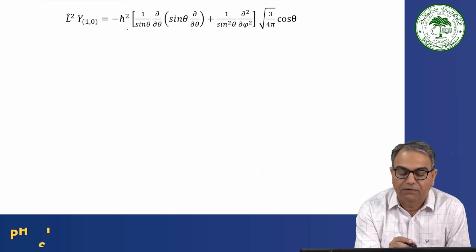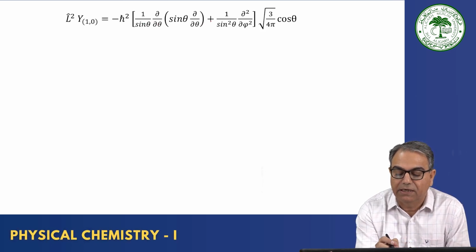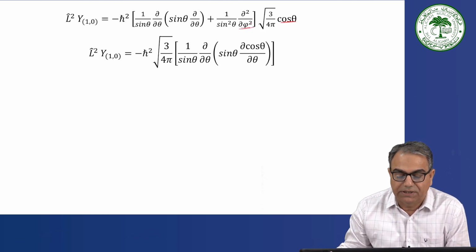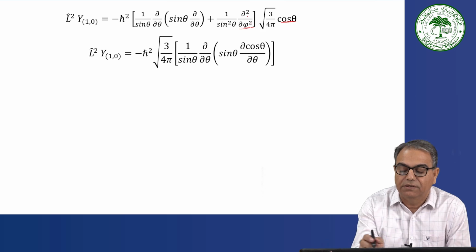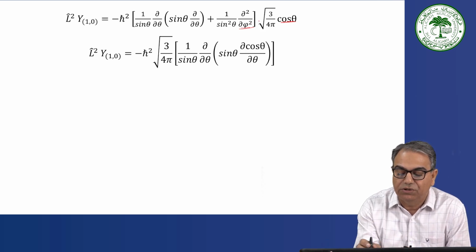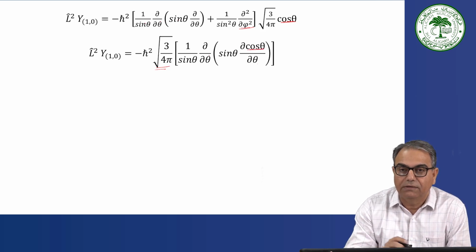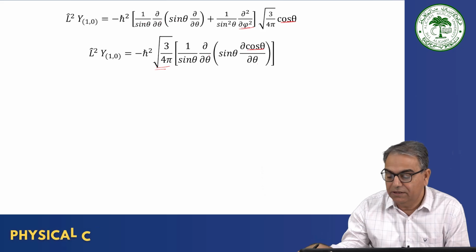Minus h cross square, 1 by sin theta del by del theta sin theta del by del theta plus 1 by sin square theta del square by del phi square is operated. This is your operator and this is your eigenfunction, root 3 by 4 pi cos theta. You have a function cos theta and in this part you are differentiating with respect to phi. Okay. So this second part will go. What you will have is root 3 by 4 pi, the constant, so bring it outside. Now you have 1 by sin theta, del by del theta, sin theta, and del by del theta of cos theta. This you write.